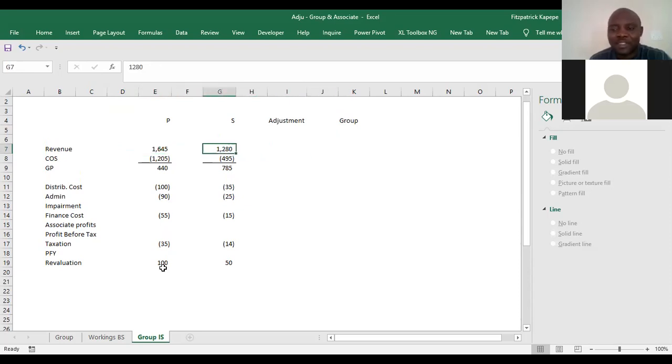Okay. So we first start making some adjustments because that is very important. But before we make some adjustments, I'm going to give you about 2 minutes. Please calculate goodwill for me.